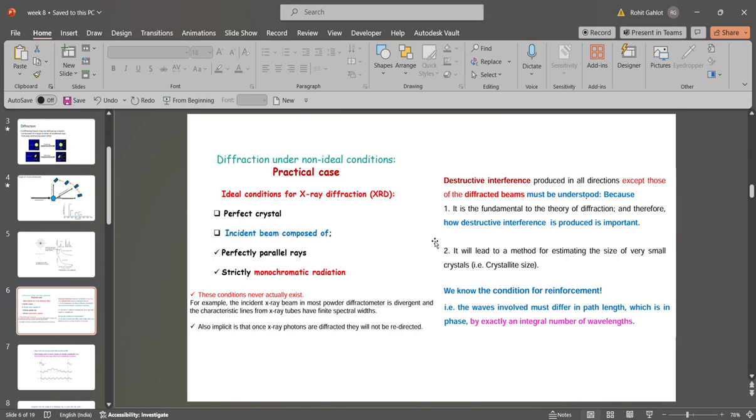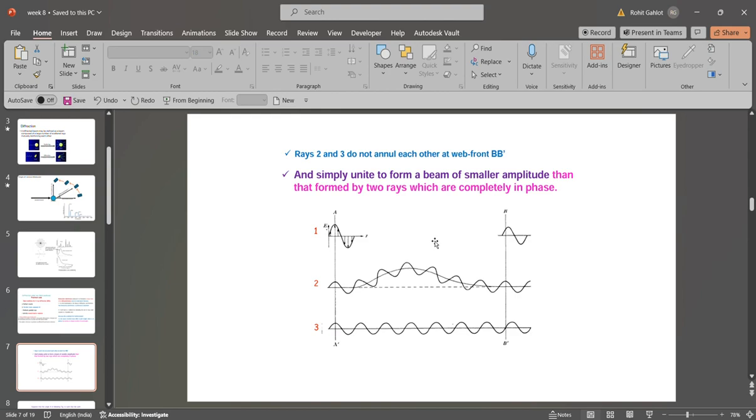And if we talk about the condition for reinforcement, the waves involved must differ in path length, and they are in phase only if the difference is exactly an integral number of wavelengths, for constructive and destructive interference. As seen in this figure, there are rays 2 and 3. These two rays do not annul each other at the wavefront BB dash. This is your wavefront BB dash, and they simply unite to form a beam of smaller amplitude. As seen, the resultant beam's amplitude is slightly reduced compared to the previous one.